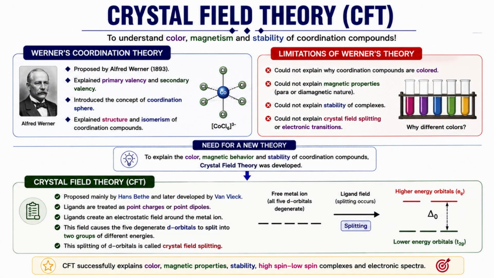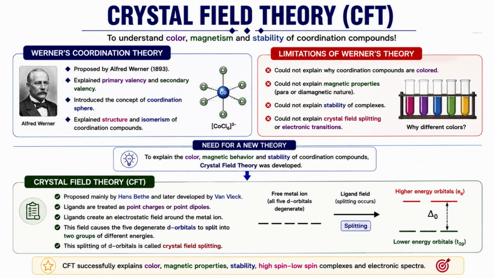In our previous video, we studied Werner's coordination theory, which explained primary valency, secondary valency, and the coordination sphere. However, Werner's theory could not explain an important question. Why are coordination compounds colored? Why are some complexes magnetic? And why do some complexes become more stable than others?